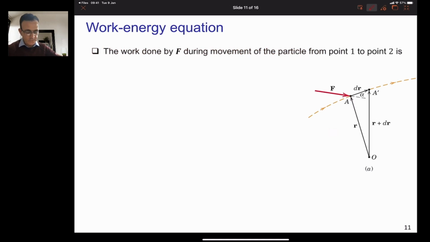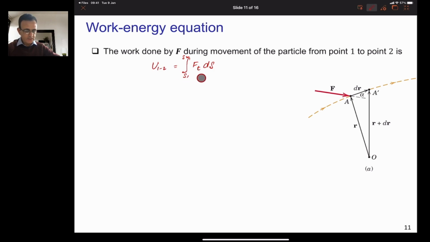Okay, so now we can derive another important principle here, which we will be using for the solution of kinetics problems, and this is the work energy equation. So now we already know that the work done by F during movement of the particle from point 1 to point 2, which we derived in the previous case, was U12, and which was the integral from s1 to s2 of Ft ds. So this was the definition of the work.